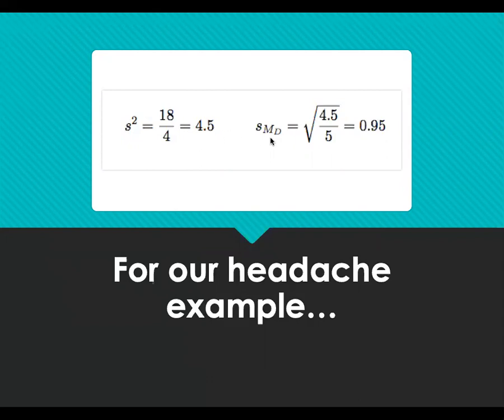We can plug that into the standard error formula. Standard error is just the standard deviation of this particular sampling distribution. And again, this particular sampling distribution is the mean differences, right? It's a sampling distribution of average differences. And so we'll take the square root of our variance, calculated over here to be 4.5. We'll divide that by n, or 5, and we get a standard error figure of 0.95.